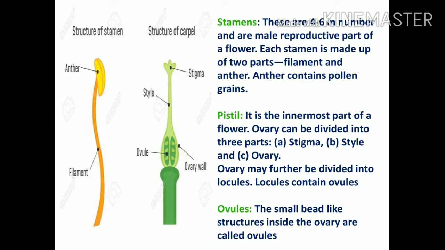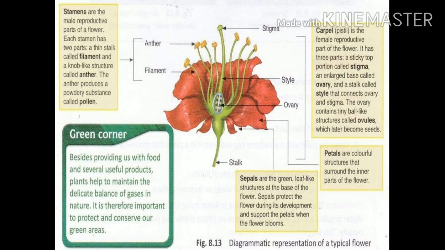Pistil. It is the innermost part of a flower. Pistil can be divided into three parts: stigma, style and ovary. Ovary may be divided into locules. Locules contain ovules. Last part of the flower is ovules. The small bead-like structures inside the ovary are called ovules. Here is a brief summary of parts of a flower.